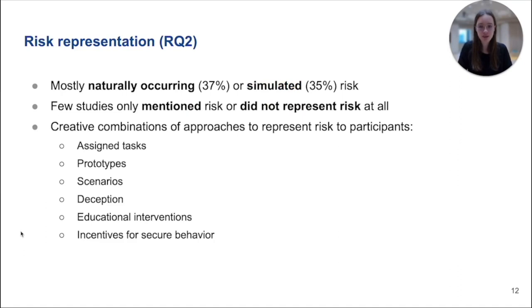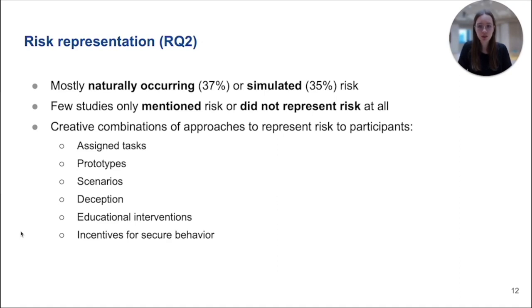In our sample, there were few studies that relied only on mentioned risk or that did not represent risk at all. It might seem surprising that there are studies that do not attempt to create a perception of privacy and security risk. These were typically studies that focused only on the usability of a privacy or security tool, without attempting to recreate a perception of risk.